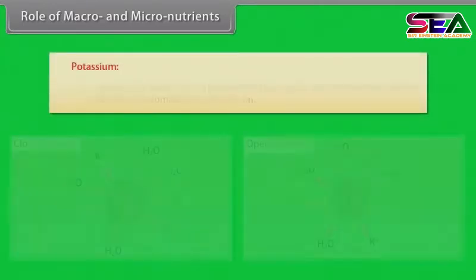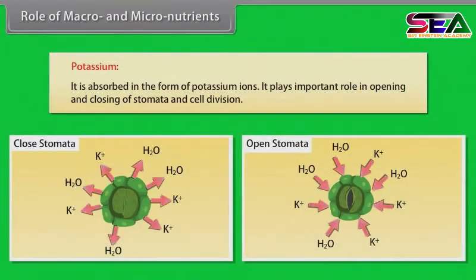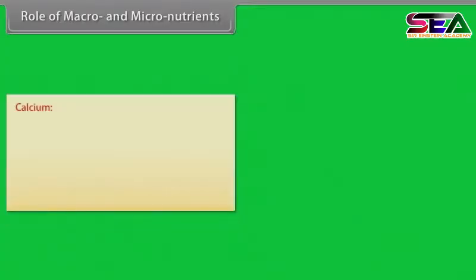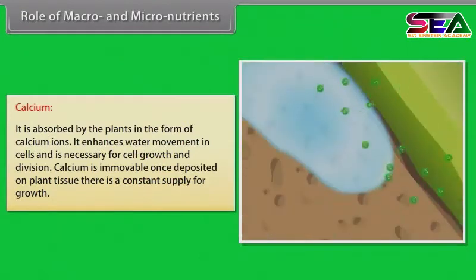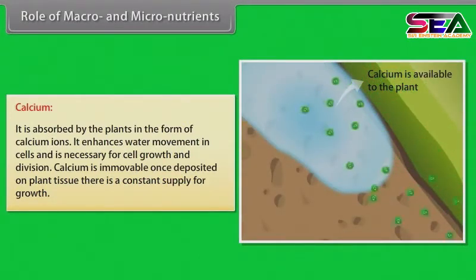Potassium. It is absorbed in the form of potassium ions. It plays an important role in opening and closing of stomata and cell division. Calcium. It is absorbed by the plants in the form of calcium ions. It enhances water movement in cells and is necessary for cell growth and division. Calcium is immobile. Once deposited in plant tissue, there is a constant supply for growth.